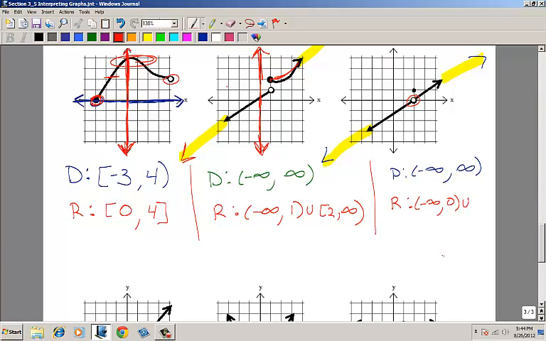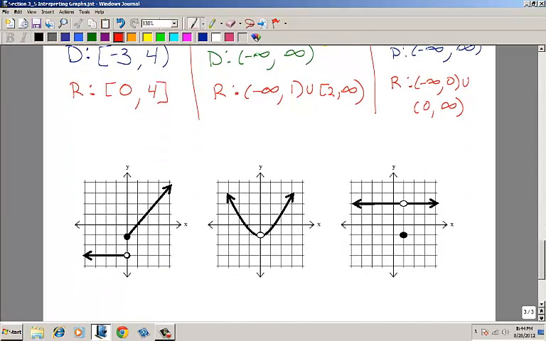Well, I union, because remember, whenever you have a jump that you don't fix, because again, I did not fix the fact that I couldn't be 0 on my y-axis, I start back up at 0. Again, I need a parentheses because I'm not allowed to be 0. And then I go all the way to positive infinity. So the range here is negative infinity to 0, union 0 to positive infinity.